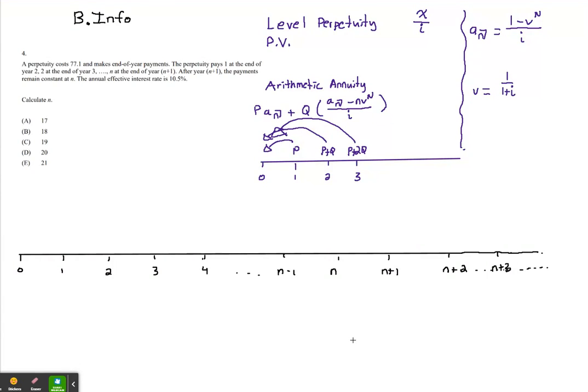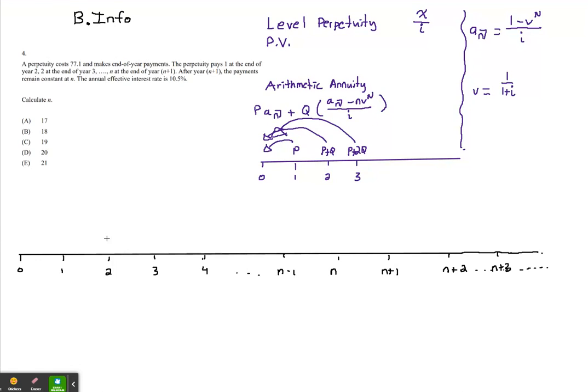A perpetuity costs 77.1 and makes end of the year payments. A perpetuity pays 1 at the end of year 2, 2 at the end of year 3, and so on, until the end of year n plus 1. After year n plus 1, the payments remain constant at n. The annual effective interest rate is 10.5%. Calculate n. Okay, so let's see what's going on here.